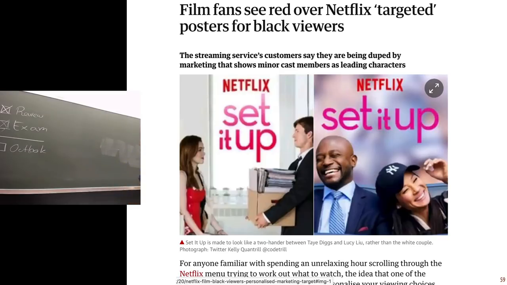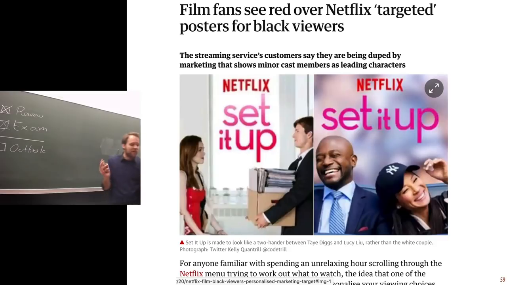Unfortunately, one thing that the algorithm picked up on was that people in minorities often are looking for representation, so they like movies that show people like them, like all of us do. So the algorithm ended up doing things like this. This is a movie starring two white people, a romantic comedy, with Lucy Liu and, I don't know who this man is, Taye Diggs, as side characters, minor characters. And the system ended up presenting this thumbnail to black and Asian users, which made it look like this was a romantic comedy with these people. So suddenly, largely from good intentions, Netflix had ended up with a system that was doing slightly racist things.